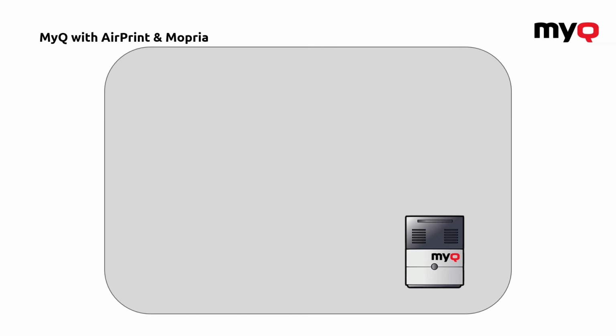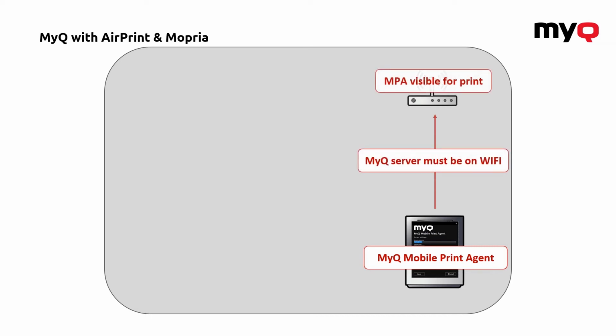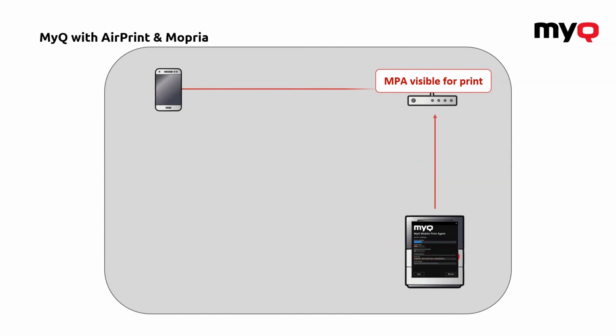Another option which we have in our portfolio is MyQ printing using the AirPrint and Mopria. For that, you will need a special application called MyQ Mobile Print Agent. The MyQ Mobile Print Agent, again, like in the previous case, must be visible in Wi-Fi. Now, while the user comes there and has an account in the MyQ server, they will just connect to the Wi-Fi and use the printing either through the AirPrint or Mopria.